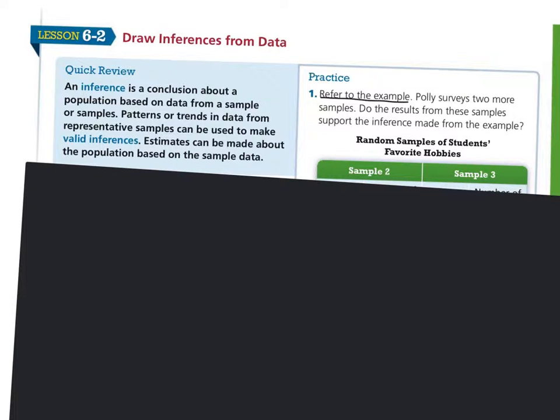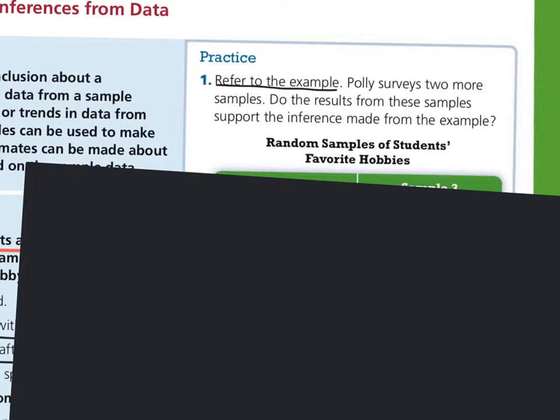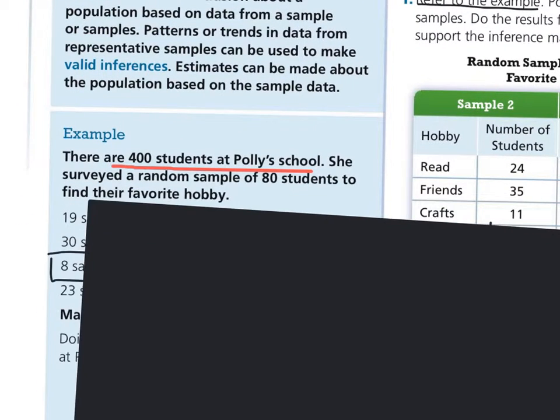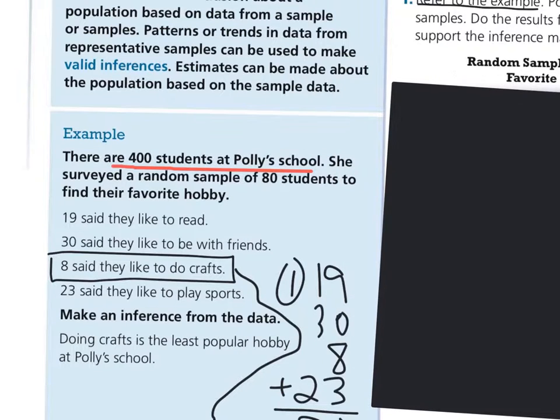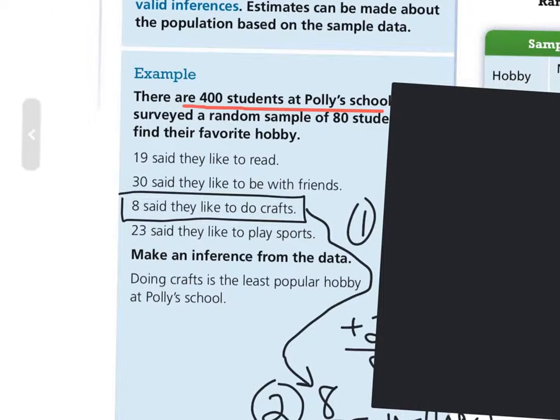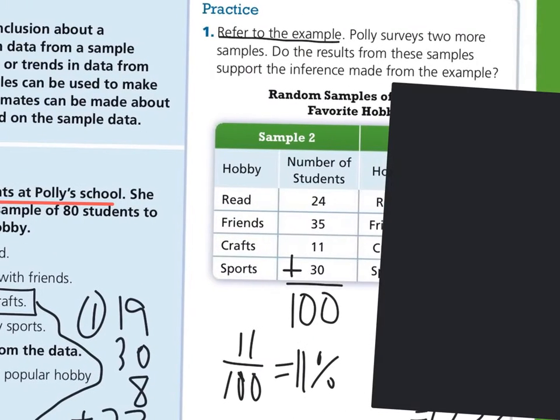So if you look at number 1, refer to the example, and then Polly surveys 2 more samples. Do the results from these samples support the inference made in the example? So in the example, it said that there were 400 students, and she surveyed a random sample of 80 students to find their favorite hobby. And so her inference was that doing crafts is the least popular hobby at Polly's school. Okay, looking at the numbers, that was the smallest number that was there, doing crafts.